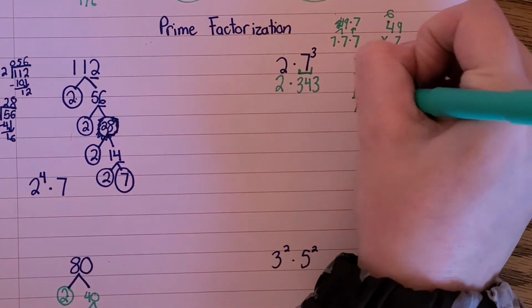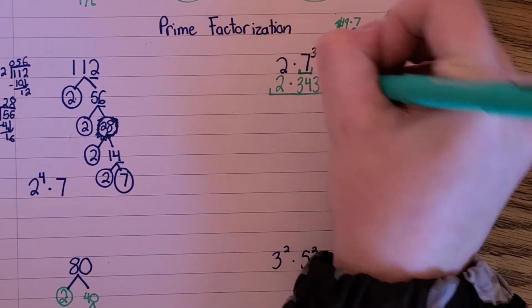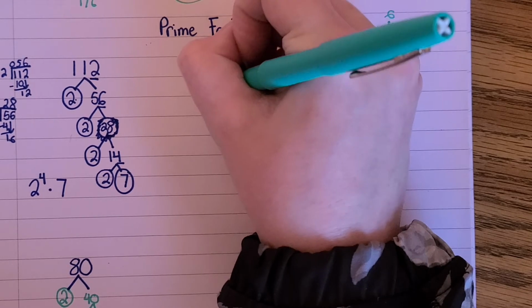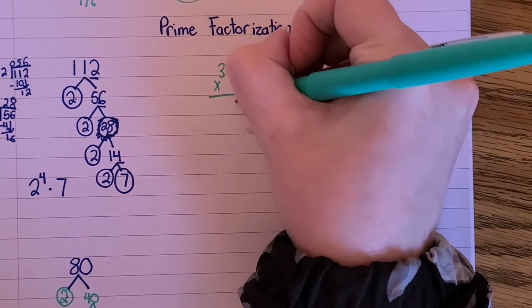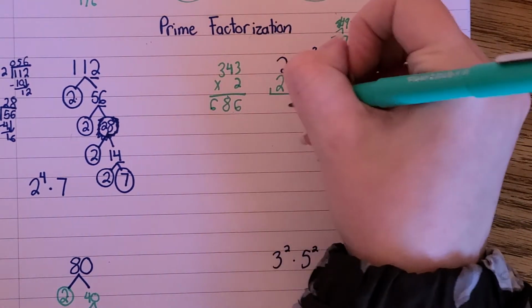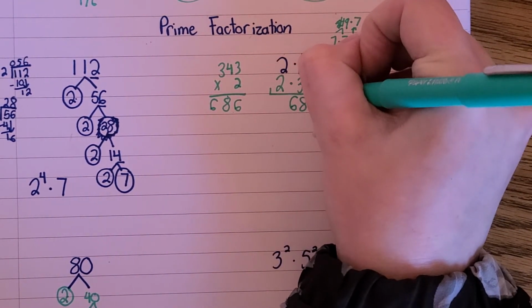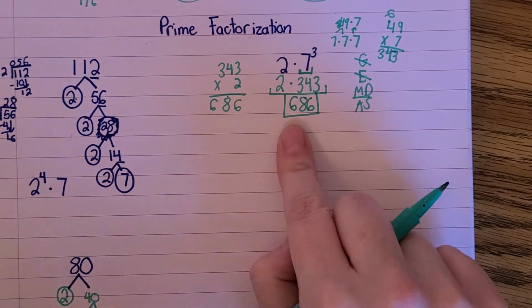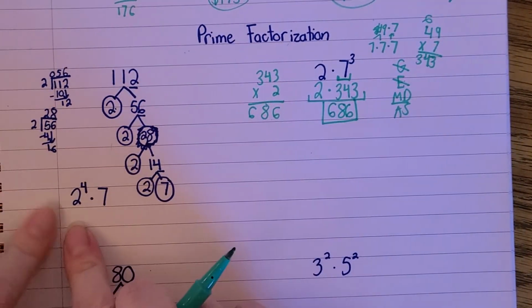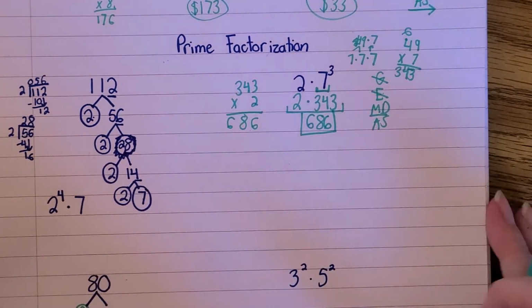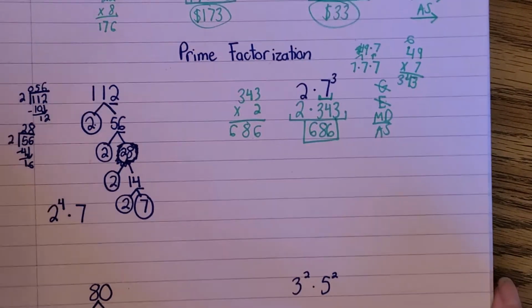All right. Now we can multiply 343 times 2. 2 times 3 is 6. 2 times 4 is 8. 2 times 3 is 6 again. So this should be 686. Okay. So they could either say what is the prime factorization of a number or what number is that the prime factorization for. Okay, go ahead and solve it backwards.